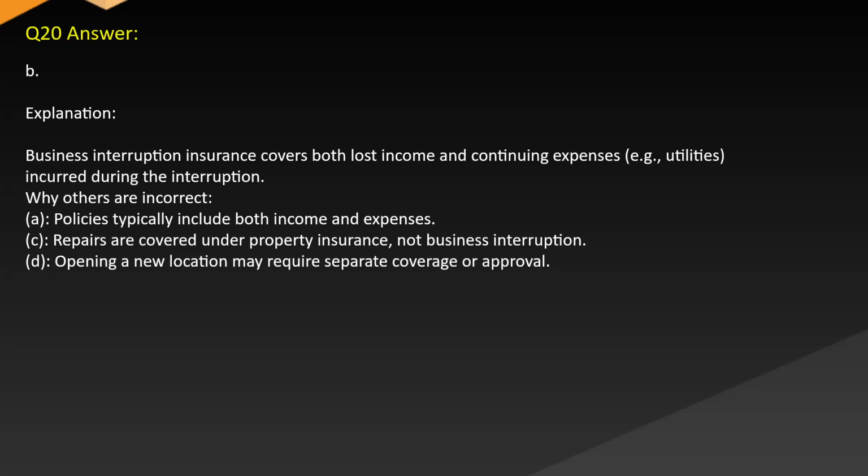Answer: B. Explanation. Business interruption insurance covers both lost income and continuing expenses, e.g. utilities incurred during the interruption. While others are incorrect. A. Policies typically include both income and expenses. C. Repairs are covered under property insurance, not business interruption. D. Opening a new location may require separate coverage or approval.